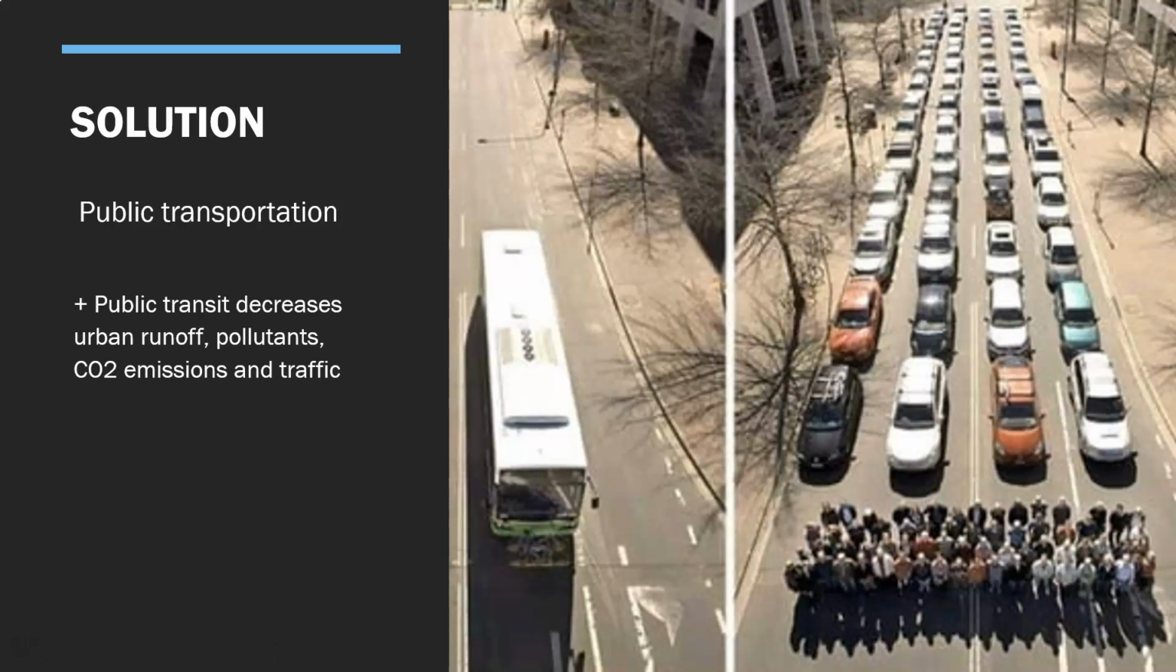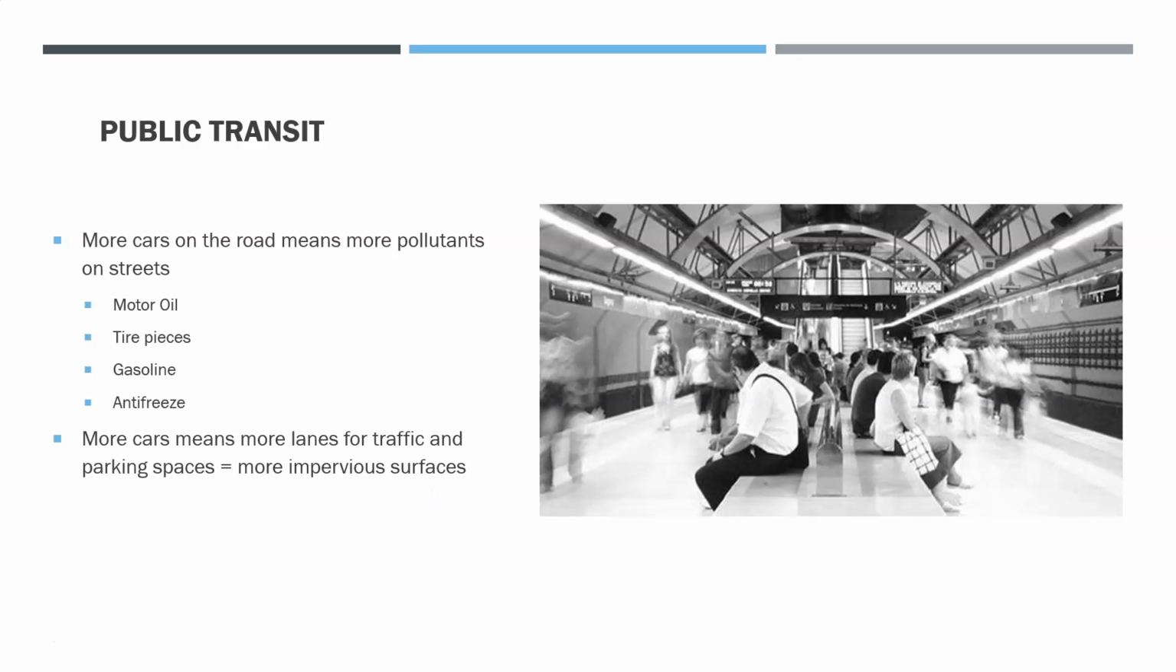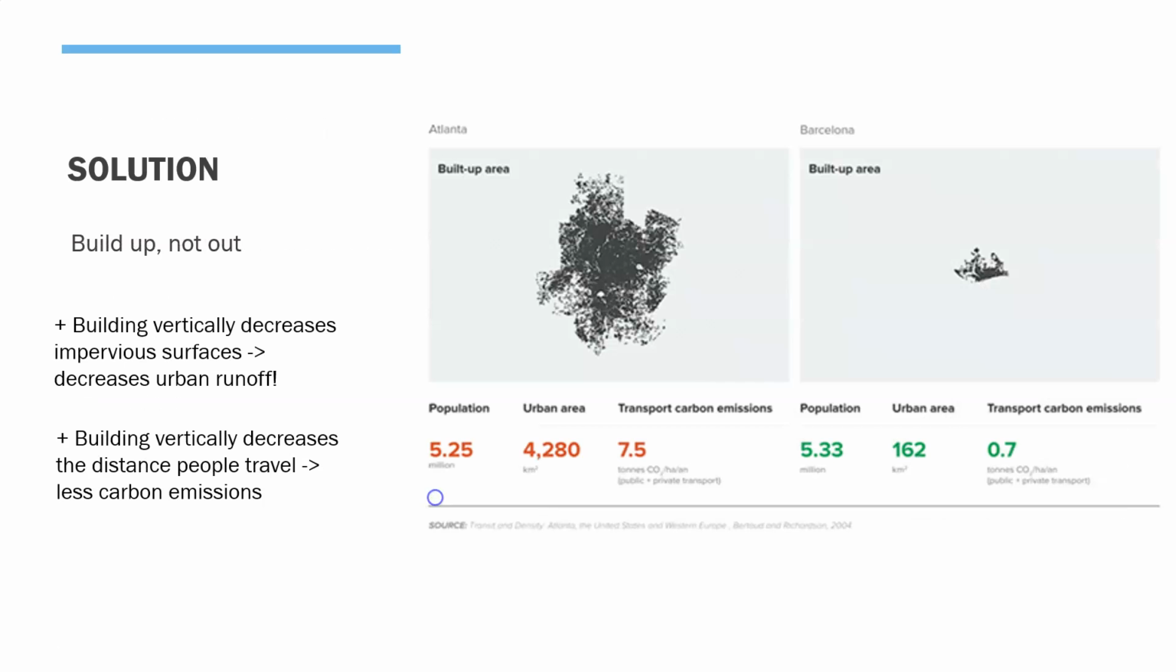Another solution is using public transportation. Public transit decreases urban runoff, decreases pollutants, and decreases CO2 emissions in traffic. You're not sitting in traffic emitting all that CO2 if more people are taking a city bus rather than all those cars. More cars on the road leads to more pollutants on the streets. This could include motor oil, pieces of tire, gasoline, antifreeze. All of these things end up in our water. More cars means more lanes for traffic. More cars means more parking spaces. All of these things lead to more impervious surfaces, which leads to more water runoff.